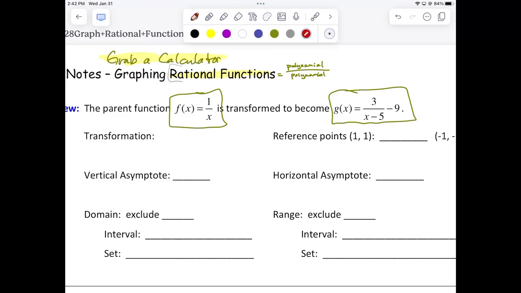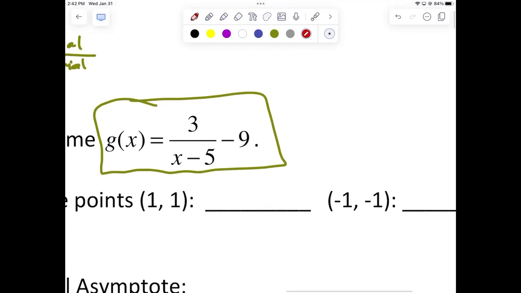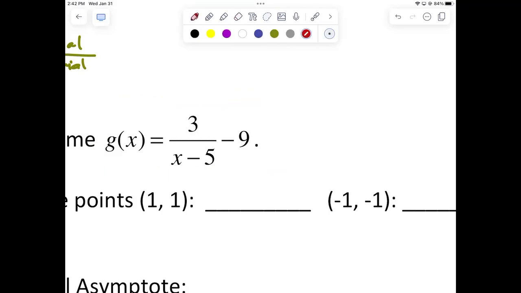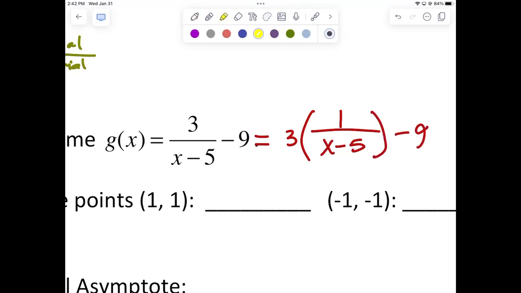All right. First thing that I would do here is to put it into transformation form. I would take the 3 that is in the top and pull it out front. And that gives us then an inside and an outside. So the x minus 5 is the inside, and then the 3 and the minus 9, that's the outside. That's affecting the y values, okay? So that standardizes the form for us.